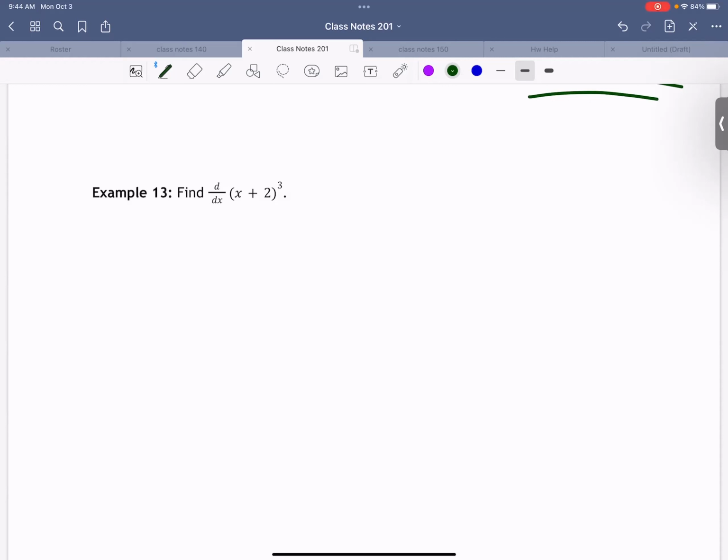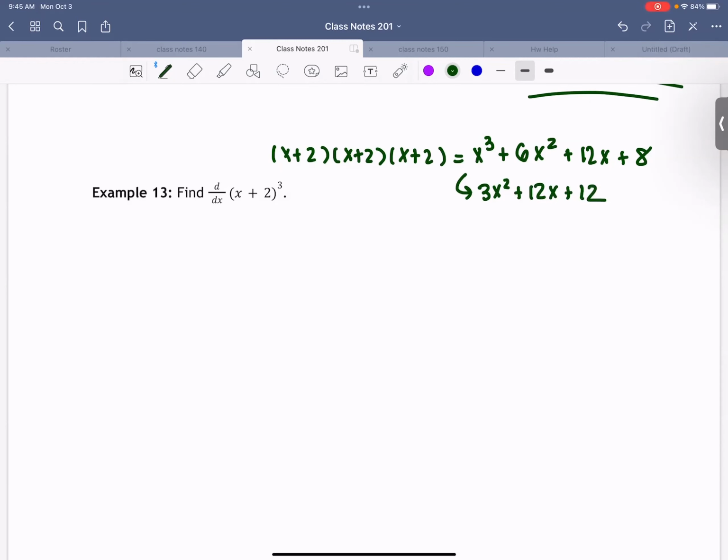Factor it out. Yeah, we could factor it out, right? So that's something that we're used to doing. But that takes a while, right? You do x plus 2, x plus 2, x plus 2. Okay, now I'm going to save you the work here, but this would turn into x cubed plus 6x squared plus 12x plus 8. Okay. And the derivative of this would be 3x squared plus 12x plus 12. Okay. So yes, we can factor things out.